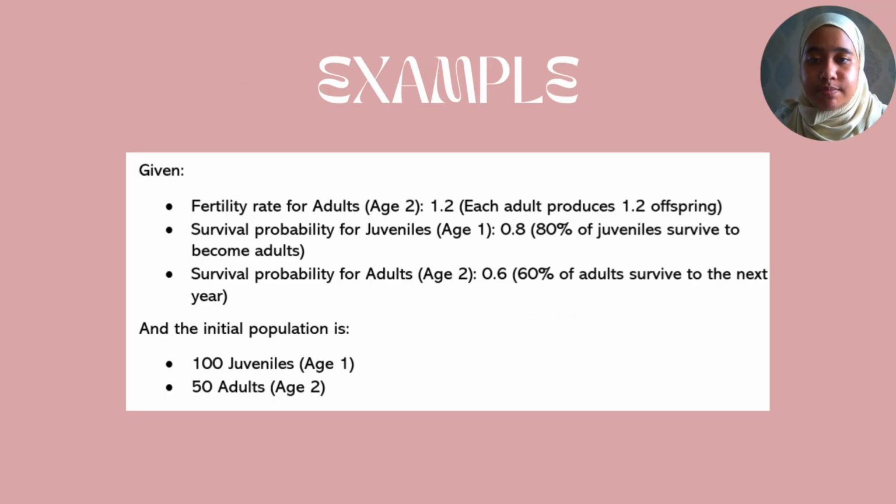Let's look at the example. Given the fertility rate for adults, which is 1.2, and also the survival probability for juveniles, which is 80% of juveniles survive to become adults, and 60% of adults survive to the next year. And the initial population is 100 juveniles, which is age 1, and 50 adults in age 2.